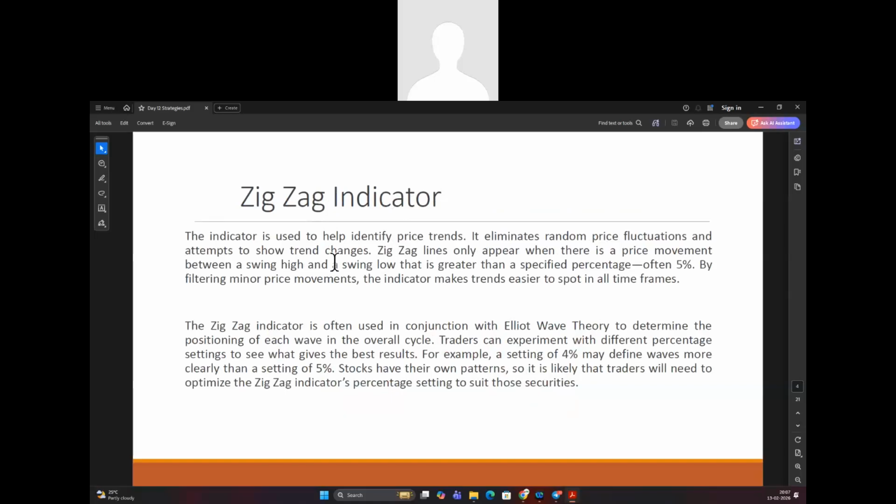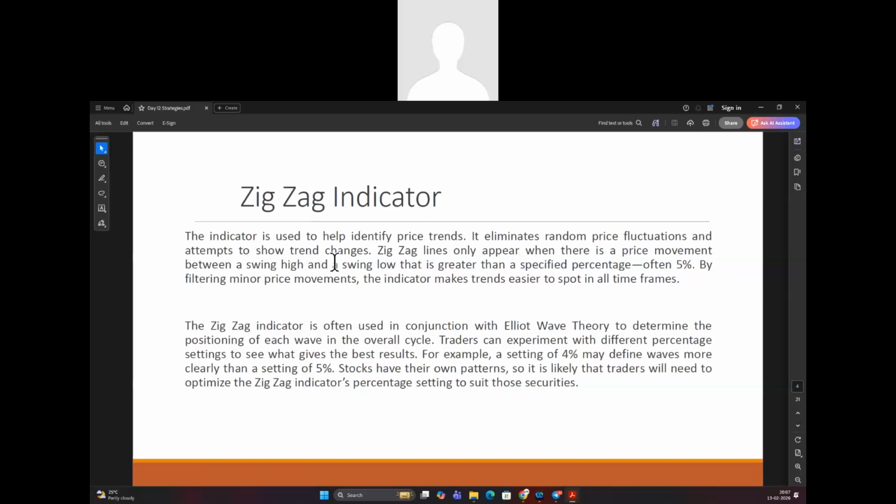The zigzag indicator is often used in conjunction with Elliott wave theory to determine the positioning of each wave in the overall cycle. Traders can experiment with different percentage settings to see what gives the best results. For example, a setting of 4% may define waves more clearly than a setting of 5%. Stocks have their own patterns, so it is likely the trader will need to optimize zigzag indicator's percentage settings to suit those securities.